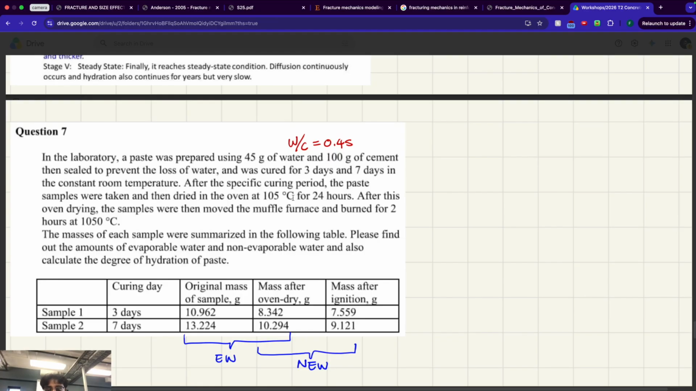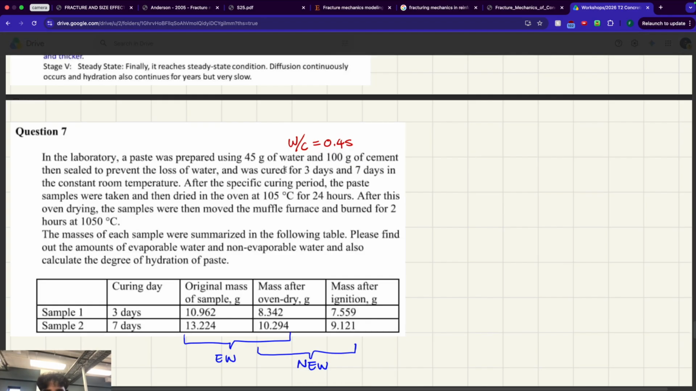So pretty much after it gets dried, as I said, that's when your non-evaporable water is gone, right? You don't have any non-evaporable water after it's oven dried. The samples were then moved to a muffle furnace and then burned for 2 hours at that amount of temperature. Yeah, I don't know what this means.